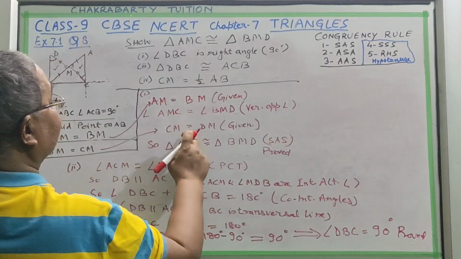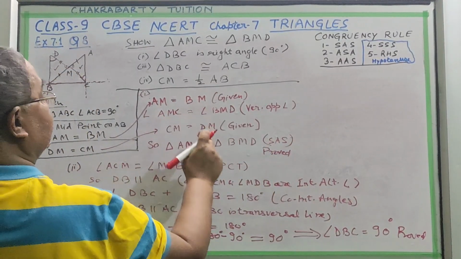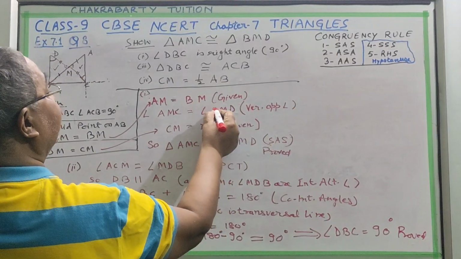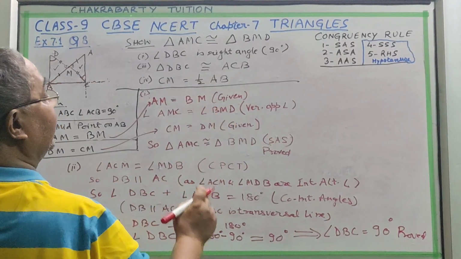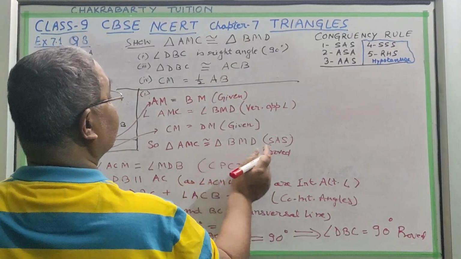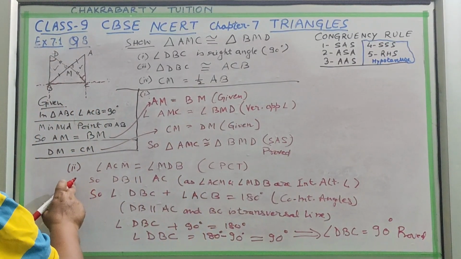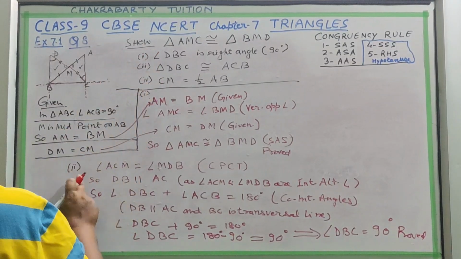Side, angle, side criteria means that triangle AMC and triangle BMD are congruent. So it is proved, one portion. Now the second portion we are going to solve.